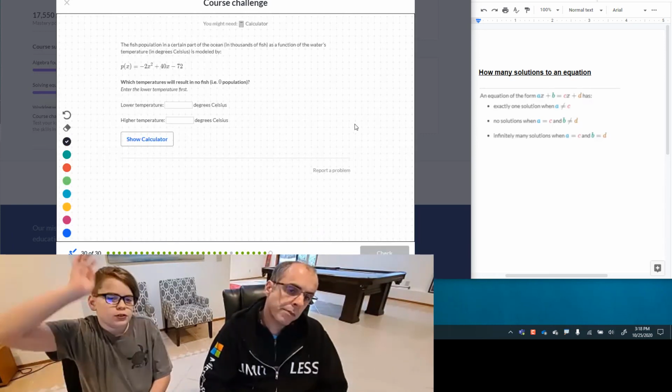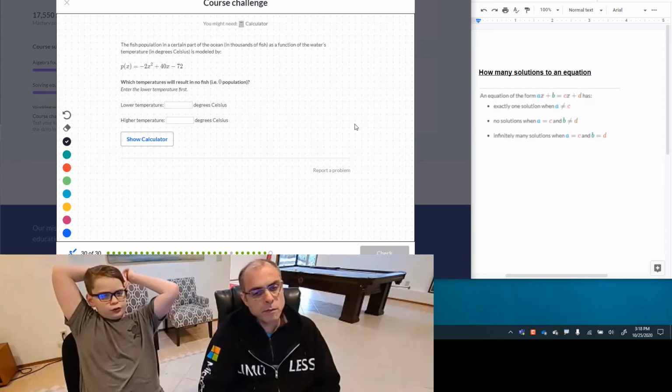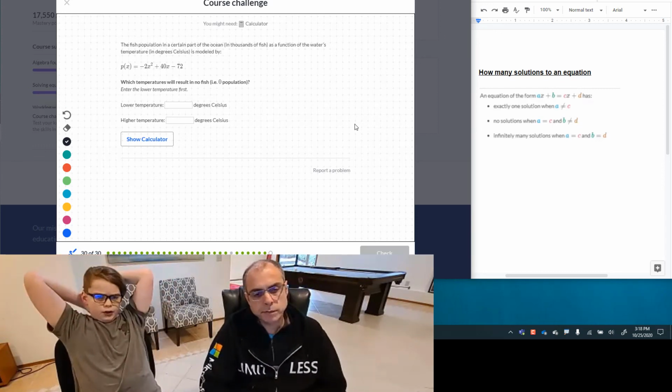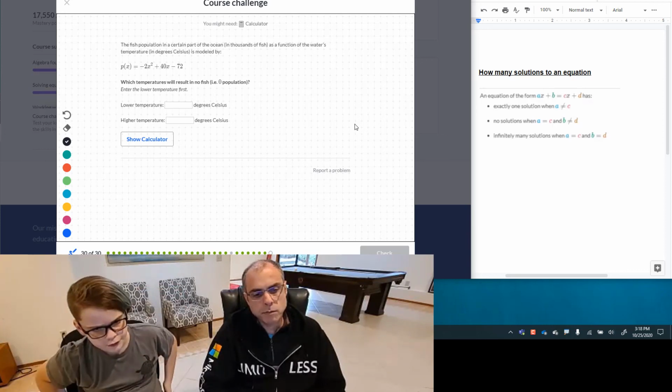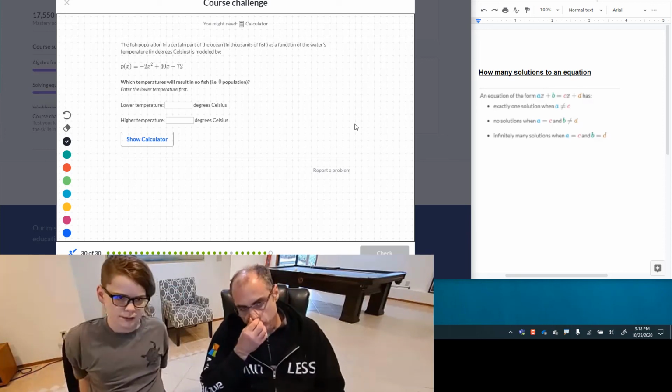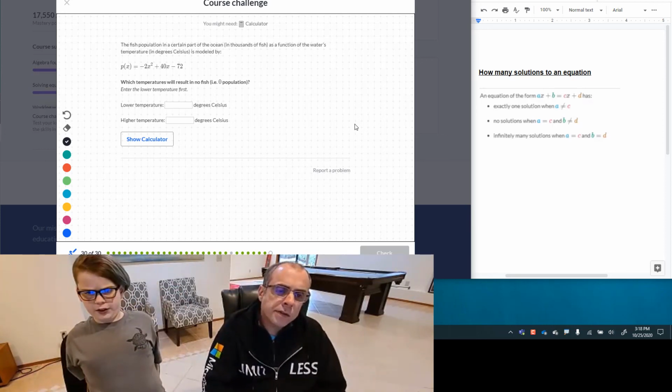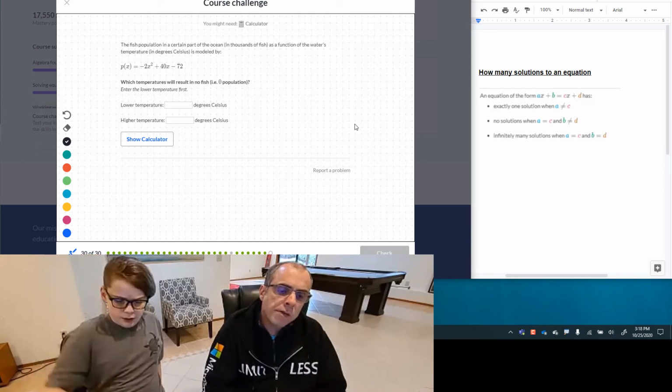This variation is an area in the ocean. There's no fish as a function of water temperature. Which temperature will result in no fish? So it's in standard form and it's asking for the two x-intercepts.